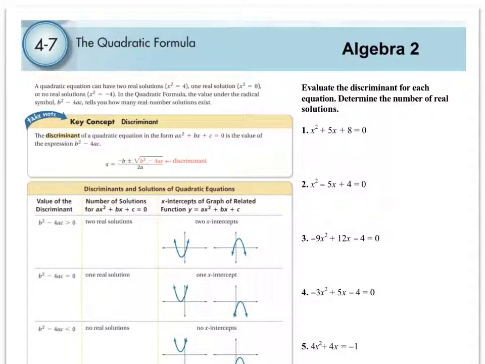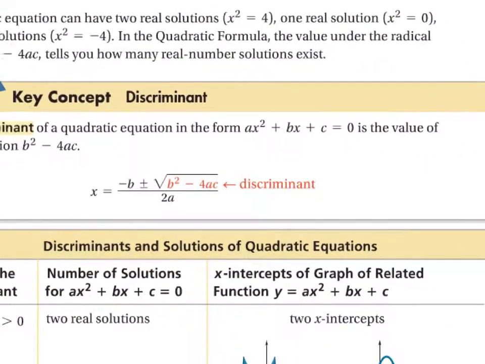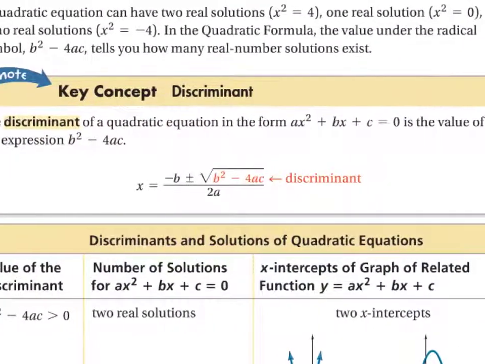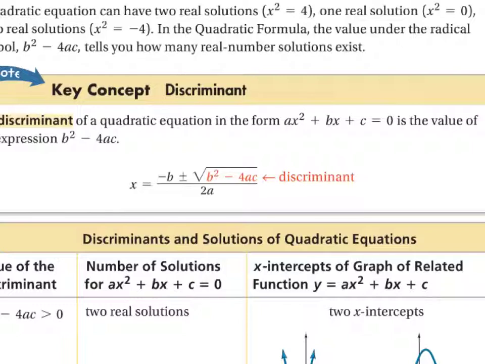Today we're doing section 4.7. We're talking about the quadratic formula. More specifically, today we're talking about the discriminant. Now, the discriminant of the quadratic equation is the value of b squared minus 4ac. b squared minus 4ac shows up right here underneath the square root sign. So it's just that portion.